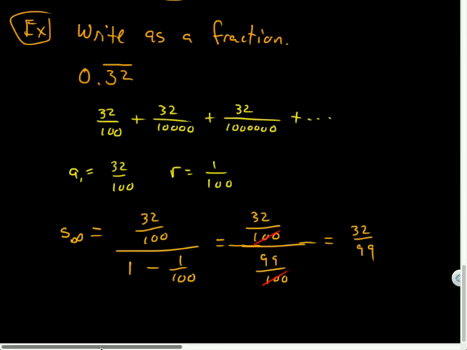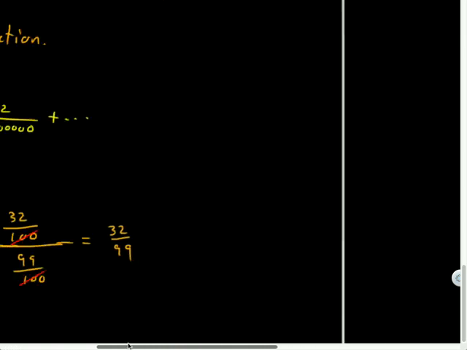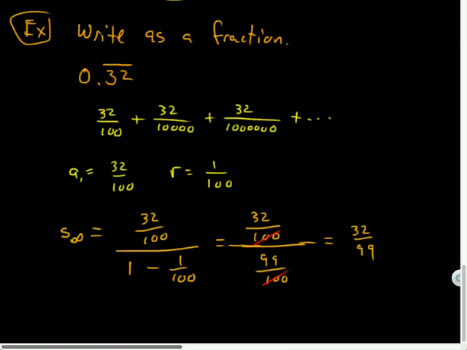Do you guys get that? All right. Does 32 99ths simplify? 99 is divisible by 3 and 11, and 32 is not divisible by 11 or 3. It's divisible by a bunch of 2s, but nothing but 2s.